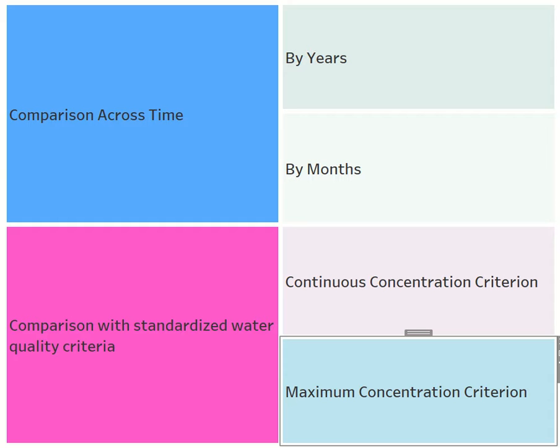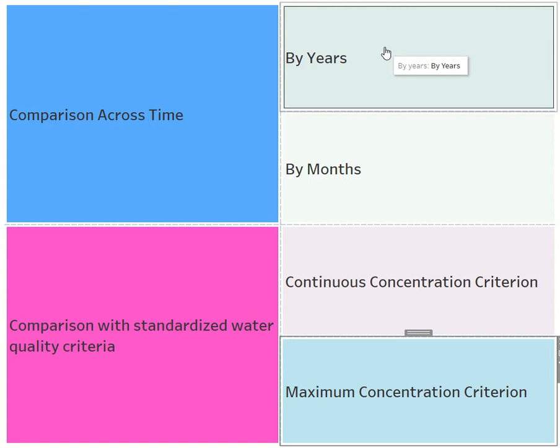There are two main analyses, which are the comparison across time, as well as the comparison with standardized water quality criteria. For the comparison across time, we do a comparison across years, or we do a comparison across months. While for the standardized water quality criteria, we compare it with the US national government guidelines with reference to their continuous concentration criterion as well as the maximum concentration criterion. Let's move on to the by years.